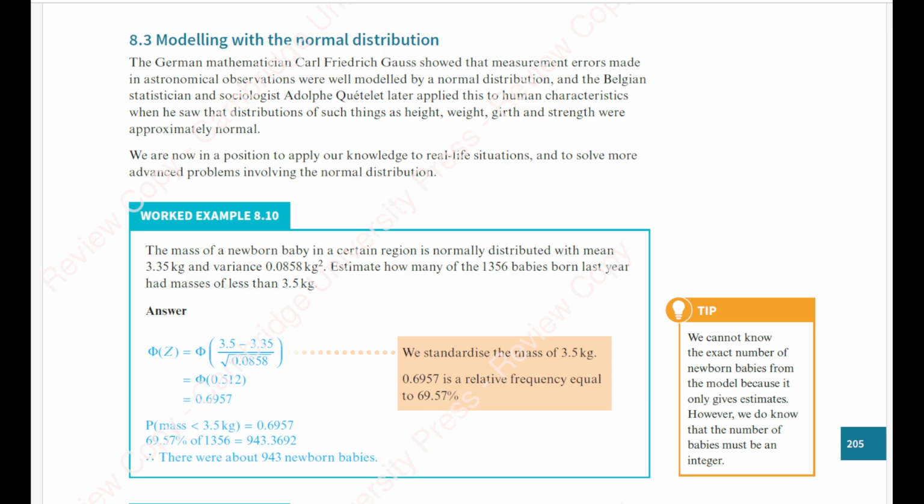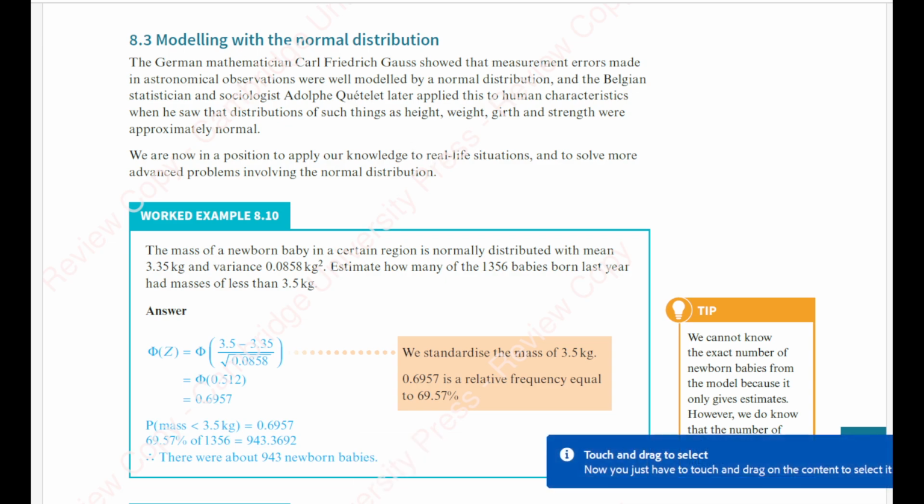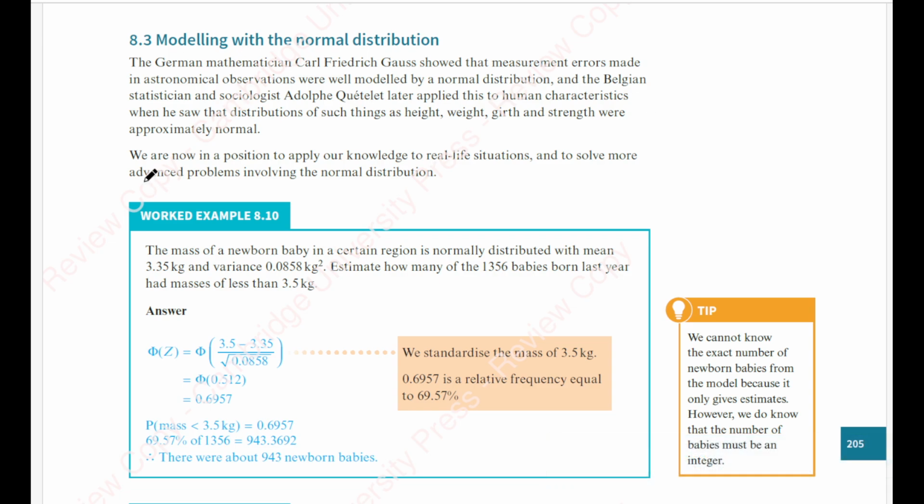And you see, he saw that distributions of such things like height, weight, and also girth and strength were approximately normal. This is very interesting. And we are now in a position to apply the knowledge that we know about the normal distribution to real life situations, and how we can solve this numerically.